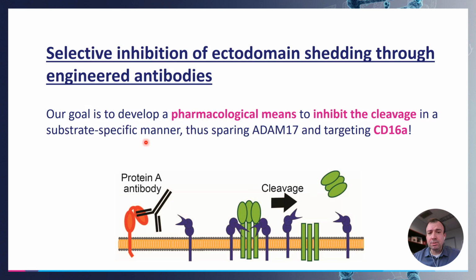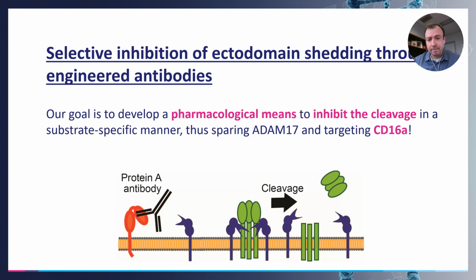We wanted to develop a pharmacological means to stop the cleavage in a way that spares the protease but targets the substrate. So look at this illustration here. We have this enzyme that could cleave CD16A and also this other protein, but we developed a monoclonal antibody that binds to the substrate and prevents the cleavage. So this antibody doesn't affect the cleavage of unintended targets.